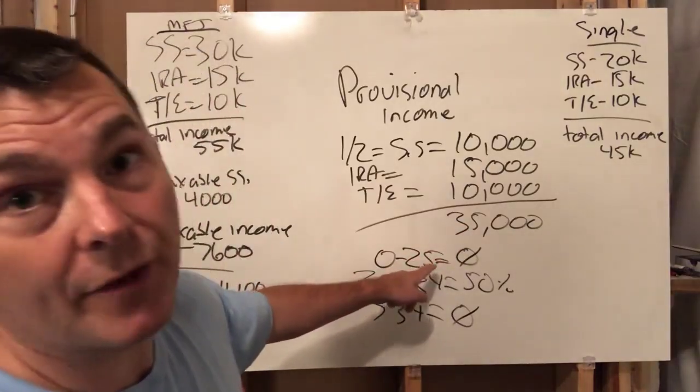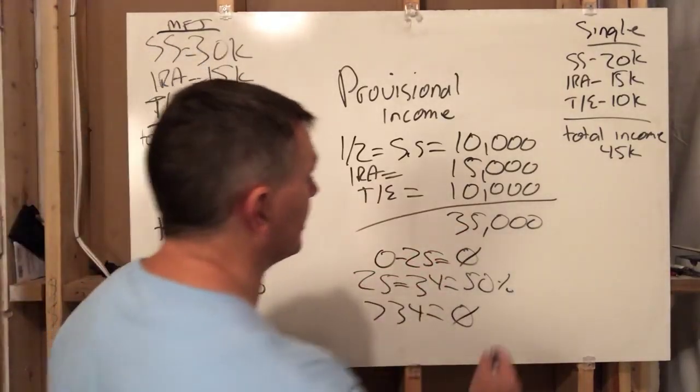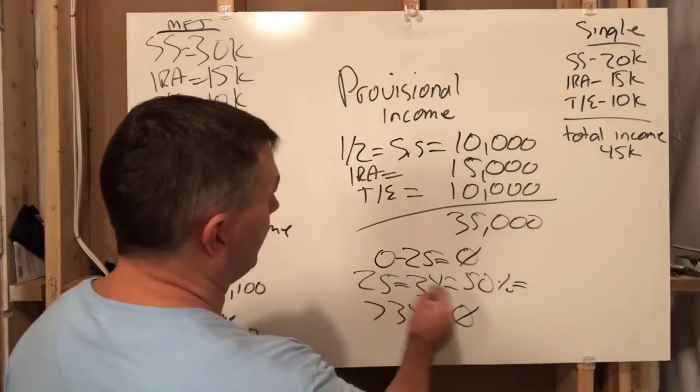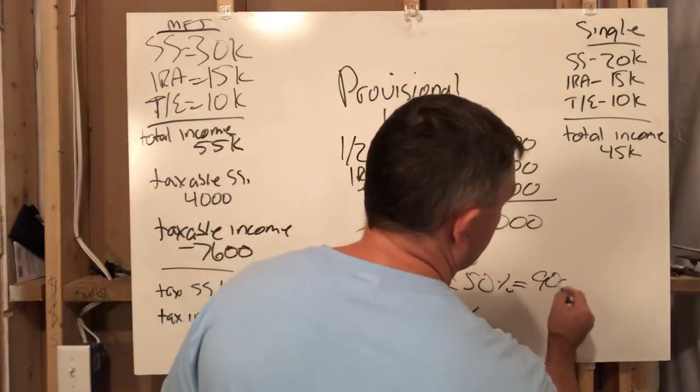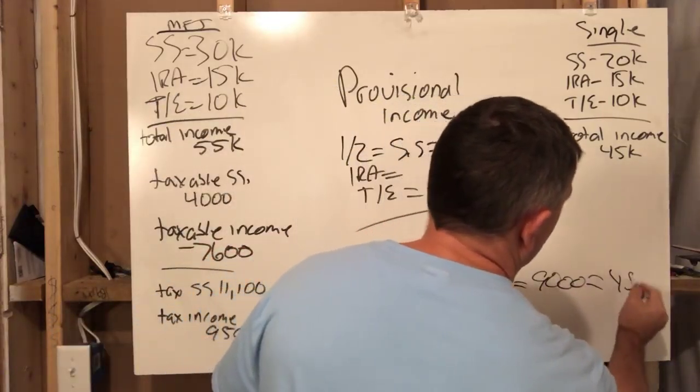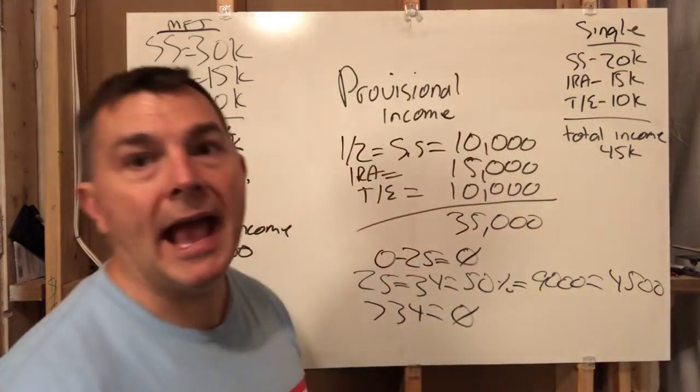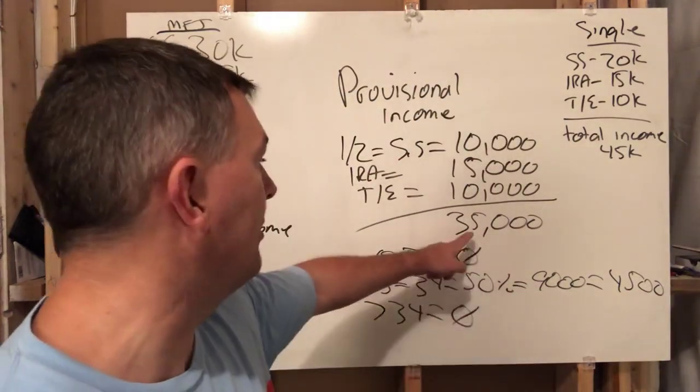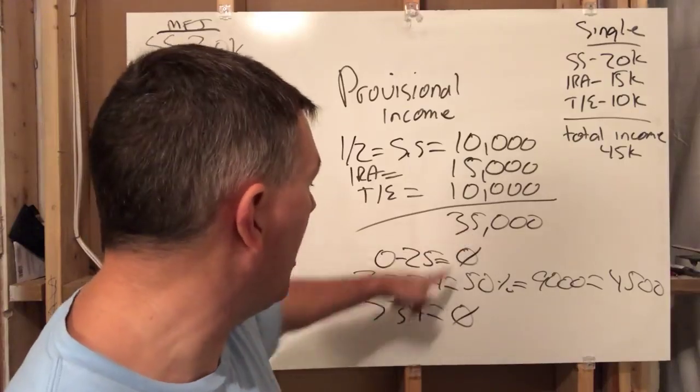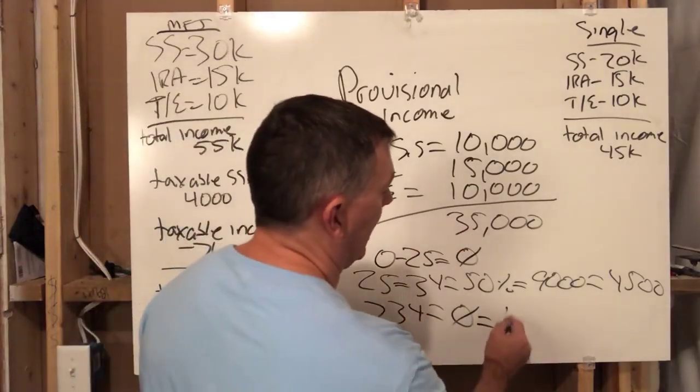The first $25,000 is free of any taxation. The next, in this case, $9,000, half of that is subject to tax. All right, so half of that right there is subject to tax. Now we have anything above $34,000, which is $1,000.